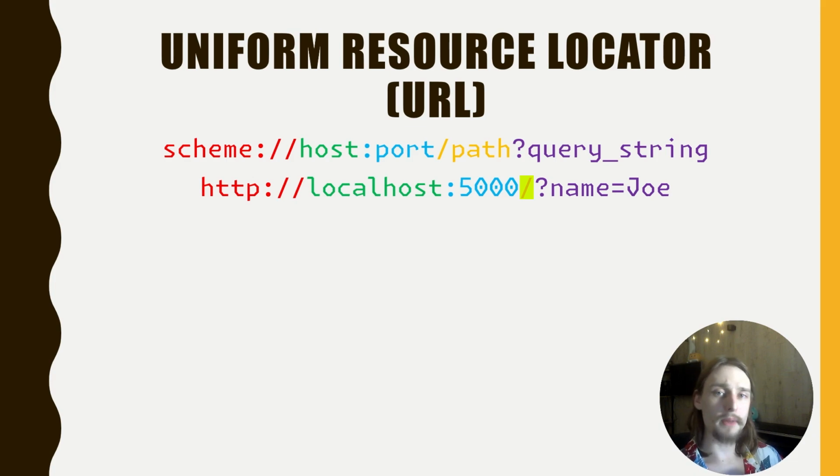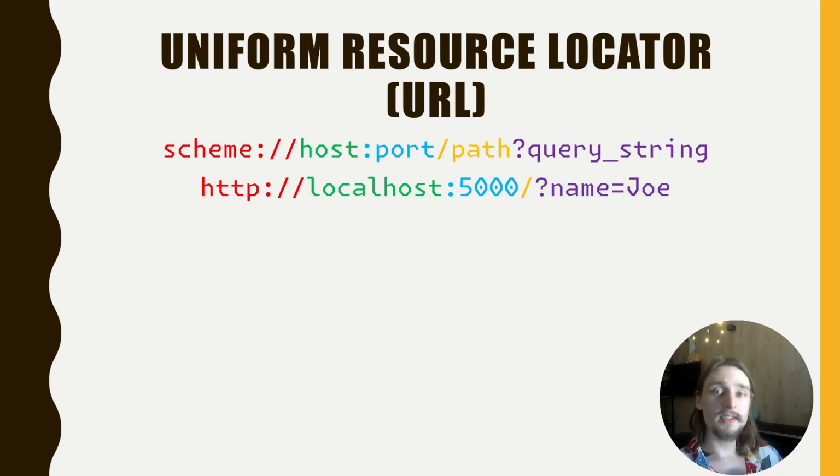In the example, the path is just /. The query string is a string of key-value pairs that is appended to the end of the URL. The query string is separated from the path using a question mark. The key-value pairs are separated using an ampersand. In the example, the query string is name equals Joe. Flask provides a request object that contains data from the query string.